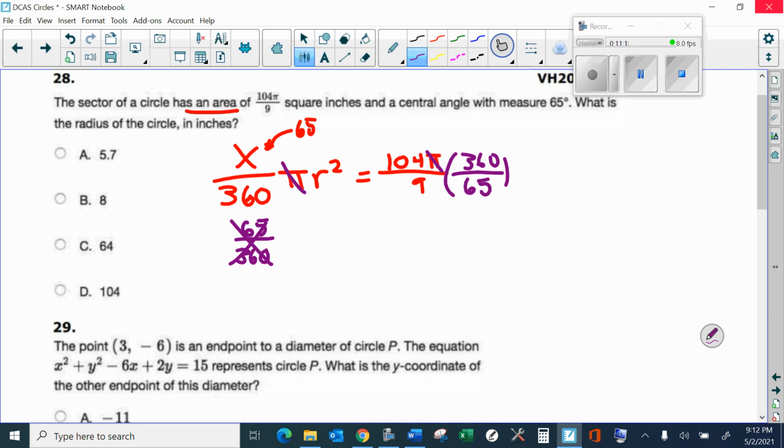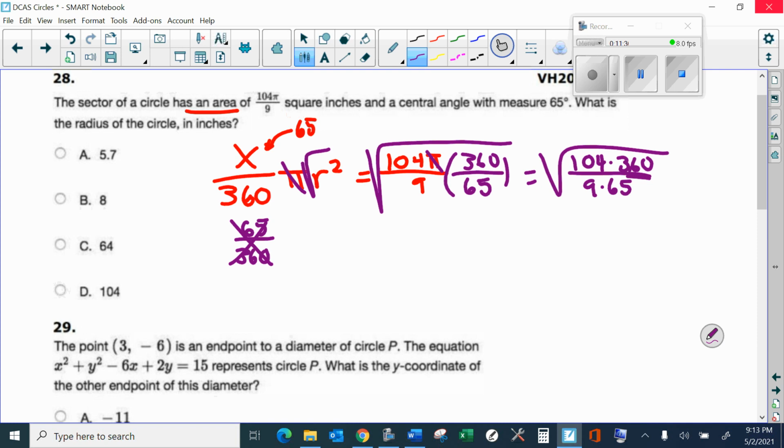So it wants the radius. So now I'm going to take the square root of that whole thing right there. What I'm doing there is 104 times 360 divided by 9 times 65. If I'm going to put all this in one square root, I need to have parentheses around the whole numerator and parentheses around the whole denominator, if I'm going to leave it on one radical in the calculator. Or else you can just do 104 times 360, get that answer, divide by whatever 9 times 65 is, get that answer. But I'll put it all as one.